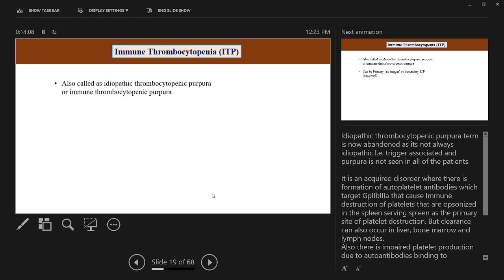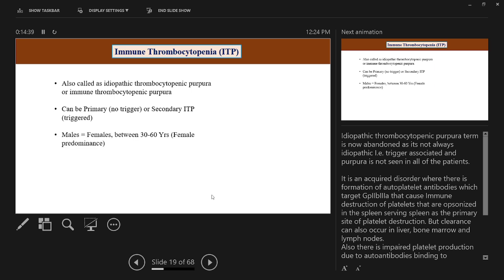Yeah, very good. So we have something called idiopathic thrombocytopenic purpura or immune thrombocytopenic purpura. Both of these names are now abandoned. We don't use them anymore because it is seen that idiopathic thrombocytopenic purpura is not idiopathic in most cases. There can be secondary causes also, and also it is not always immune thrombocytopenic purpura, because most patients of ITP may actually not have purpura. It can be primary or secondary, primary without any trigger and secondary which is triggered.